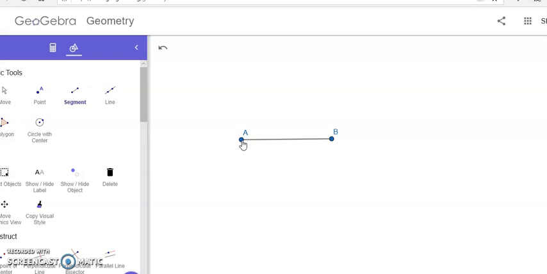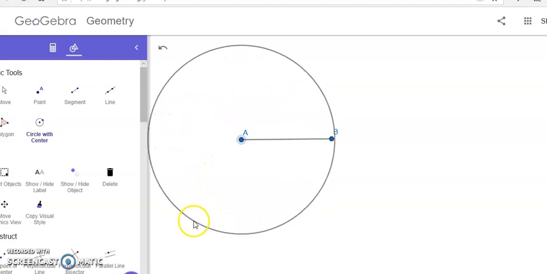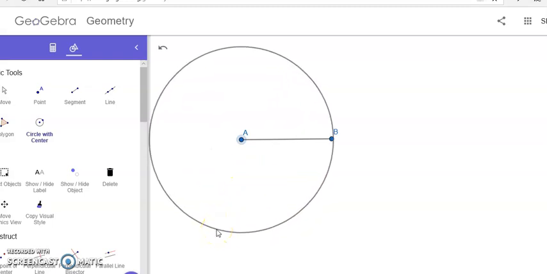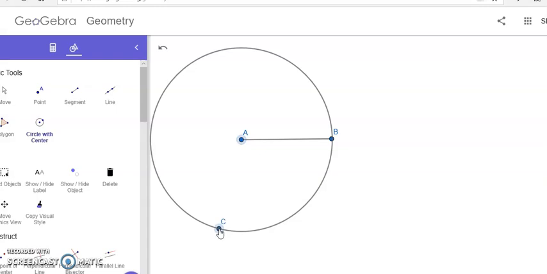Yes. In the theorem, they asked to construct an equilateral triangle on one line segment. Okay, but for that we need to construct two circles of the same radius with different points as centers. Okay, let me construct a circle now. Yes, with this point A as the center. Now I'm going to construct a circle here. Yes, this is a circle with the point A as the center.